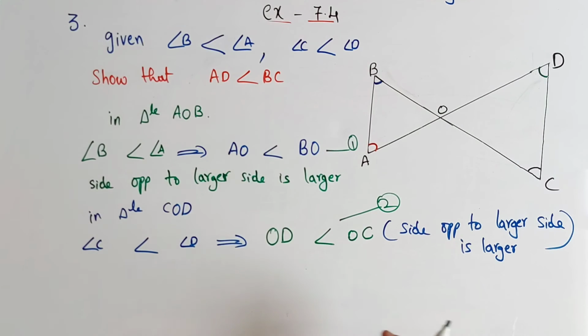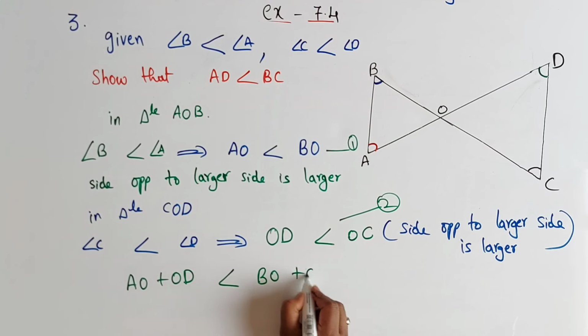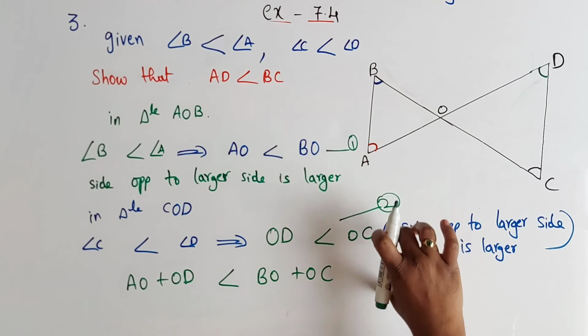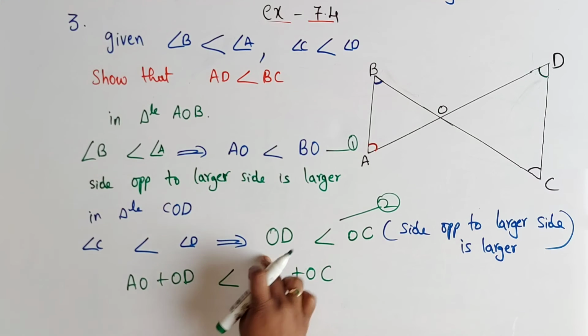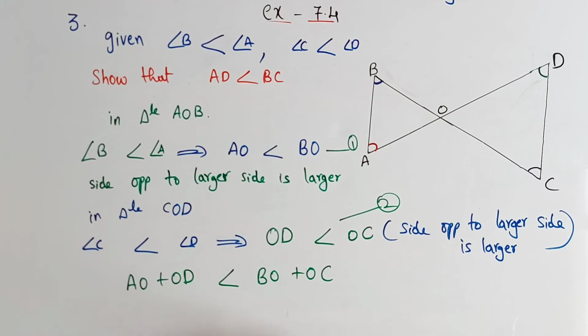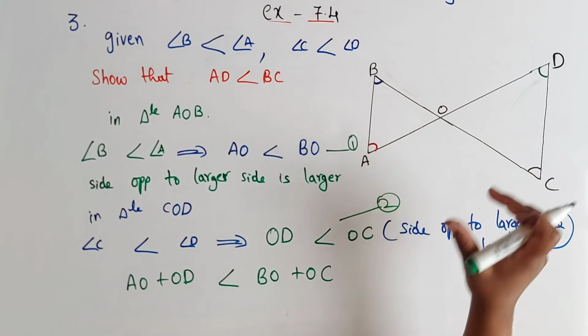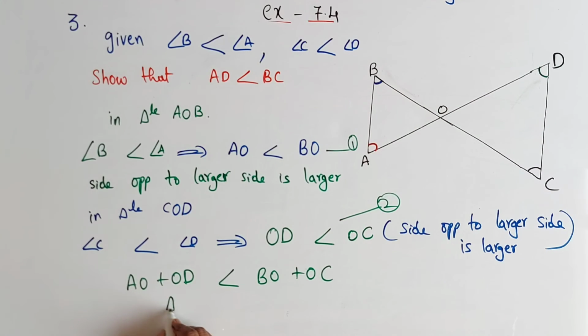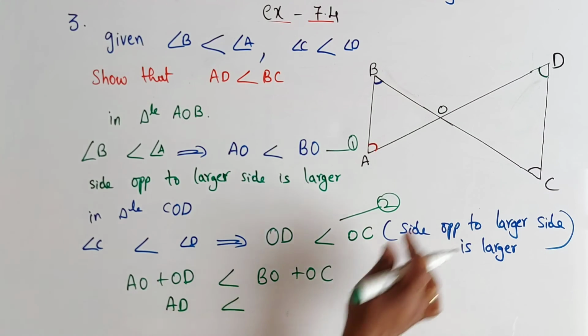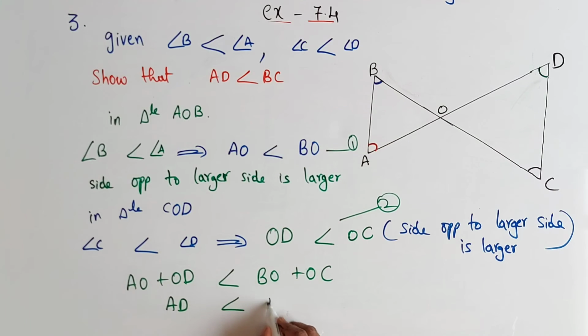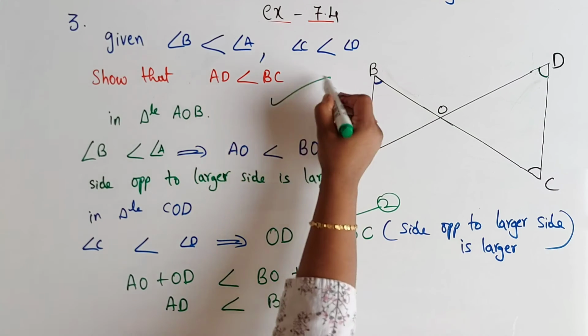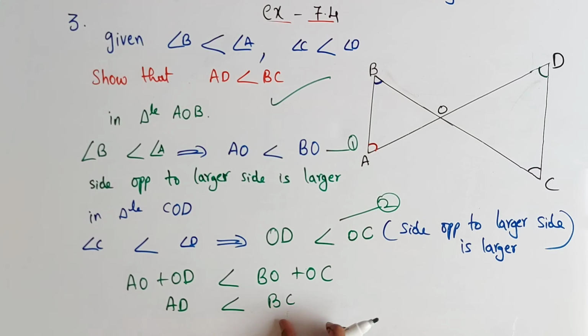Right, children? Here AO plus OD is less than BO plus OC. First and second equation I am adding: AO plus OD is less than BO plus OC. AO plus OD, that means total AD. AD is less than BO plus OC, which is BC. That's what we have to prove here: AD is less than BC. Correct, children?